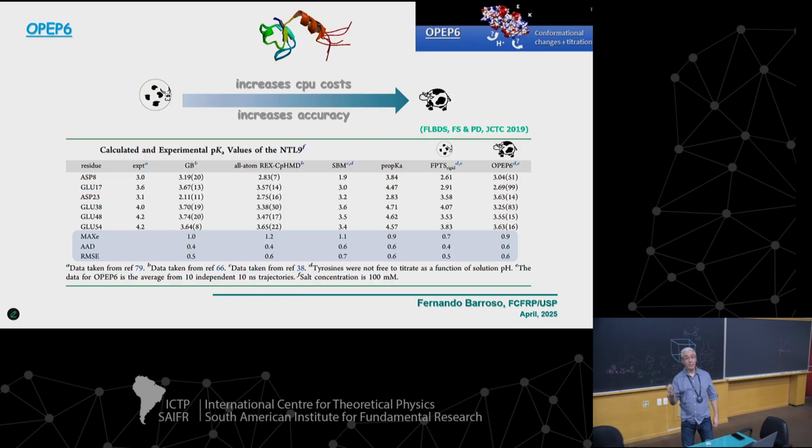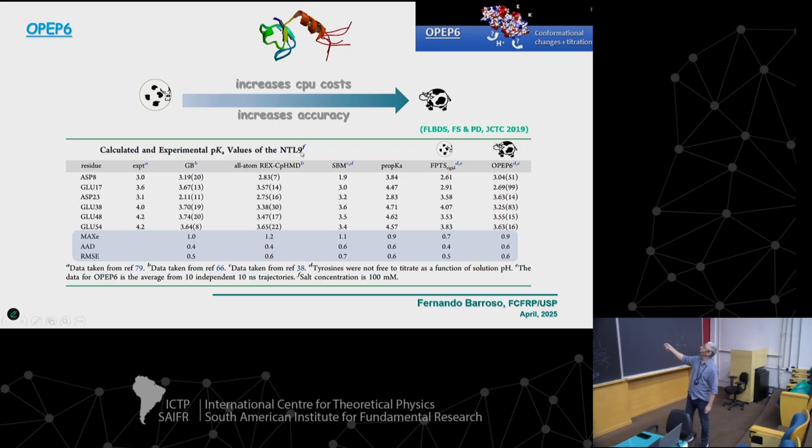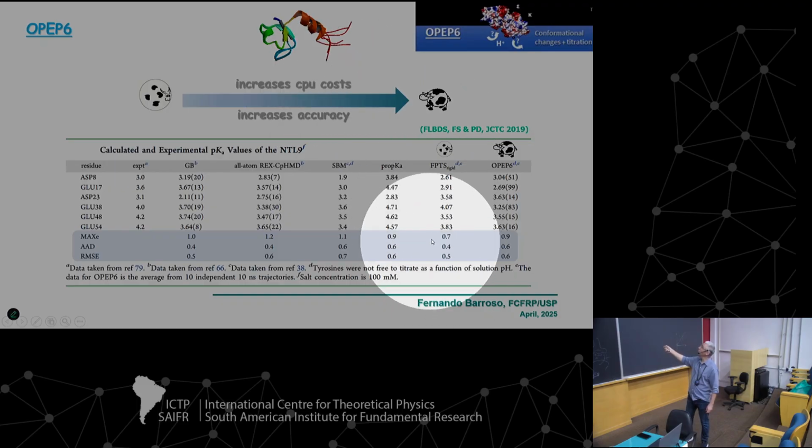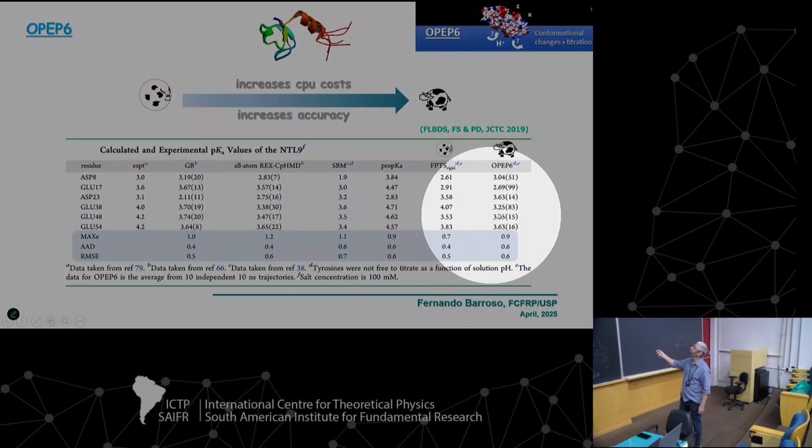But unfortunately, it's not always better to put more details in the model. You pay more CPU, and at the end of the day, you don't get too much more. So this is a good comparison, where we can compare the results of FPTS, the traditional one that I just showed you, and the results with OPEP6, where we are coupling molecular dynamics now with titration. Remember, FPTS is a rigid description of a protein. With OPEP6, the conformations change as well as a function of pH. And it happened that the results that we get from OPEP6 are not always better than what you can get from a rigid description.